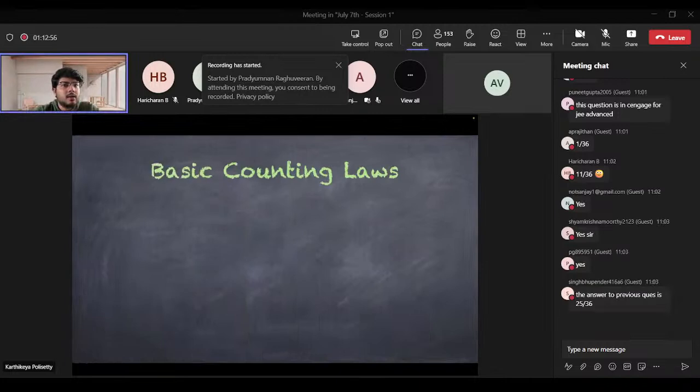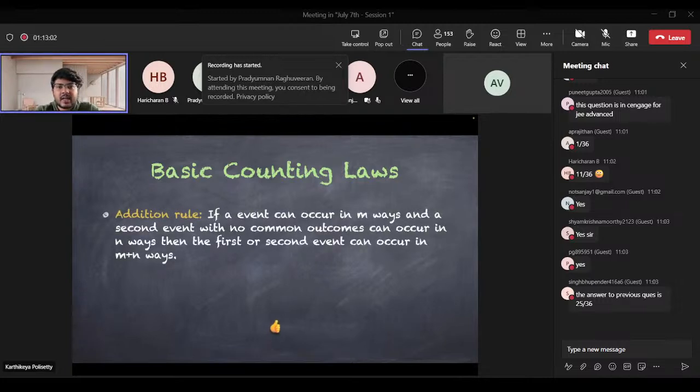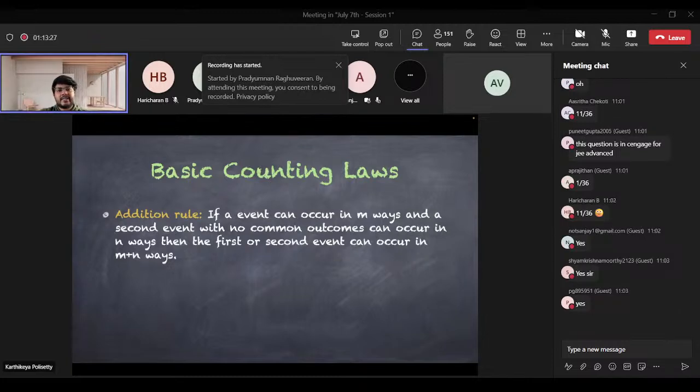So we'll revise a few basic counting laws. Addition rule: if an event can occur in m ways and a second event with no common outcomes can occur in n ways, then the first or second event can occur in m plus n ways. So what does this mean? Let's say you are inside a room and you have 2 doors on your right side and 3 doors on your left side. So you can leave the room from either of the 2 doors or these 3 doors on the left side. So what is the total number of ways you can leave the room?